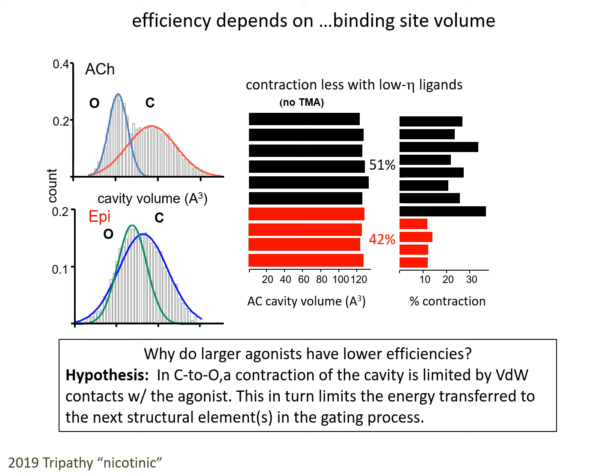And as a result, the energy that's transferred to the next structural elements, whatever they may be, is less when there's a low efficiency ligand in there. This is why you get less energy for gating with low efficiency ligands compared to high efficiency ligands. This is a hypothesis that can be tested by both structure and electrodynamic simulations, but it's consistent with what we have done so far.